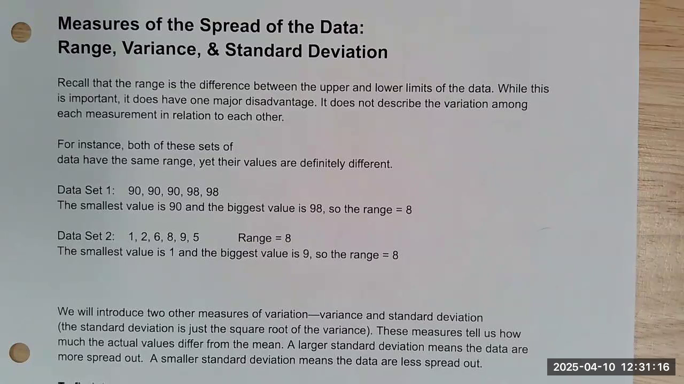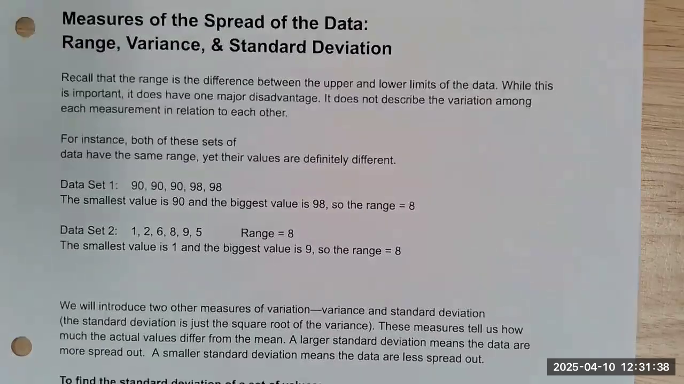So that didn't tell us enough information. It told us how far apart the highest and lowest score are, but it didn't really tell us anything about the scores themselves, right? And so we need something else that's also going to talk about the scores themselves. And that's where variance and standard deviation come in.